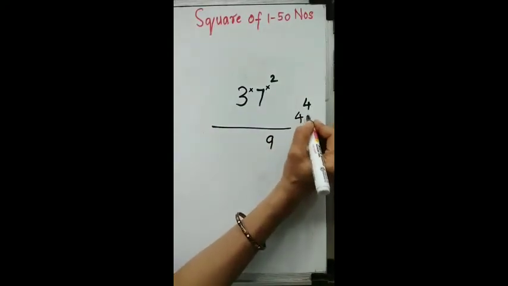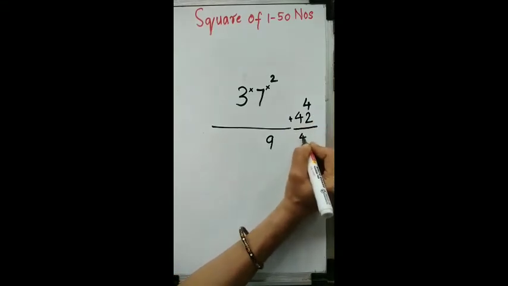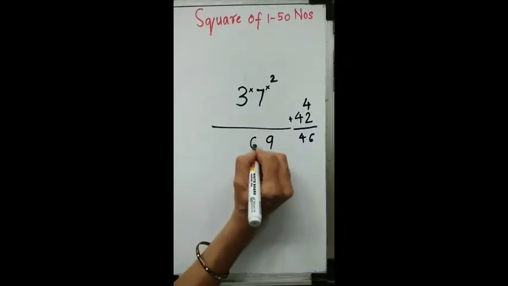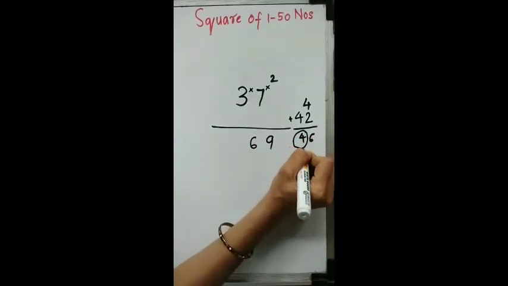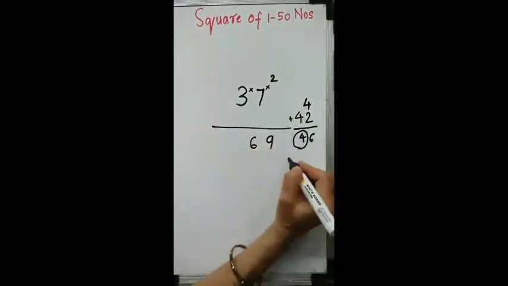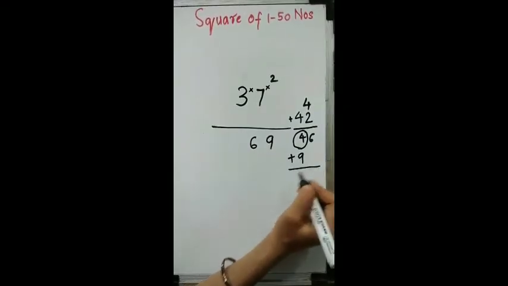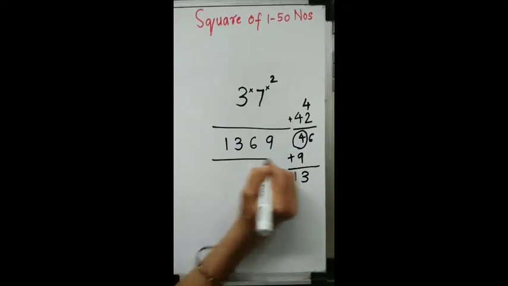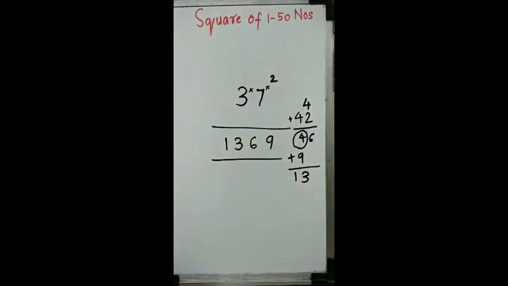Right? So it gets added to this 4. I get 46. Right, children? So I will write 6 over here and 4 is carried. Now I have to do the square of this. 3 threes are 9. 9 plus 4 will give me 13. So I have to write 13 over here, and the square of number 37 is 1369. Are you getting this, children?